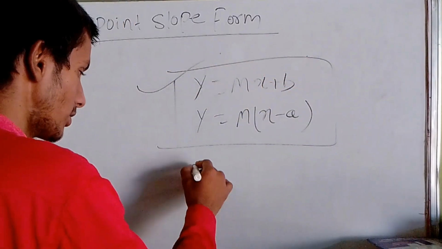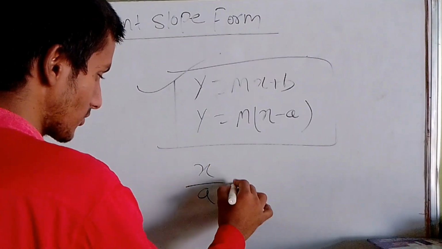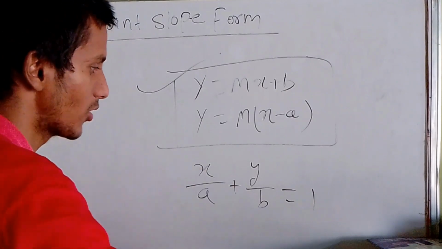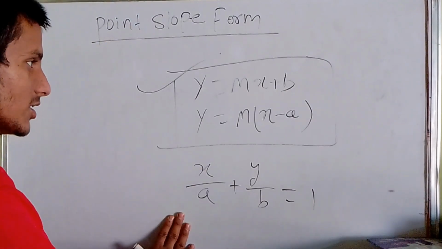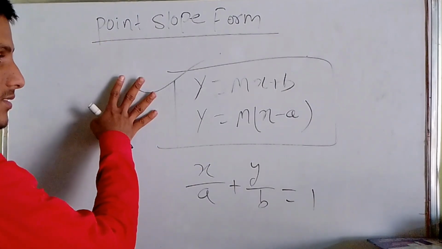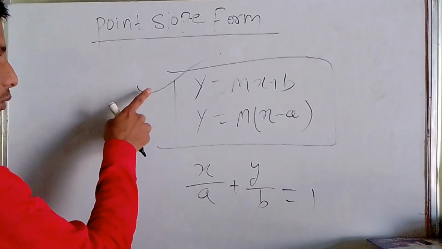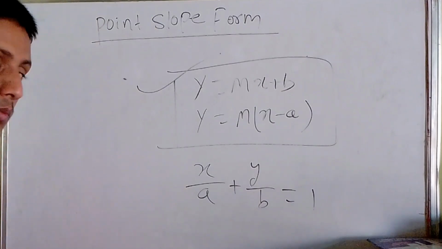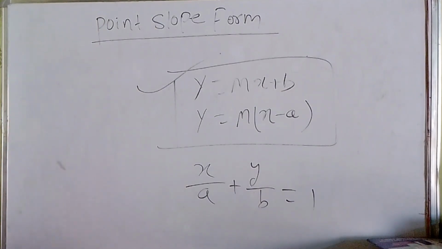Another thing that we talked about in the next video is the double-intercept form, which is x over a plus y over b is equal to 1. We derived it in one of those videos. If you want to know about this, then please check out my previous videos. They are given in the description box.